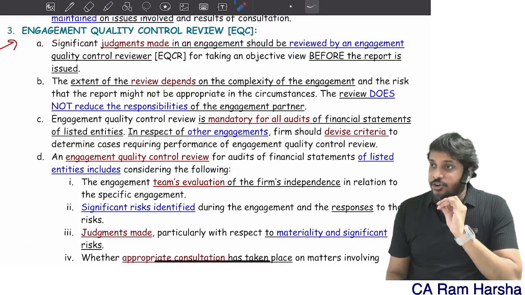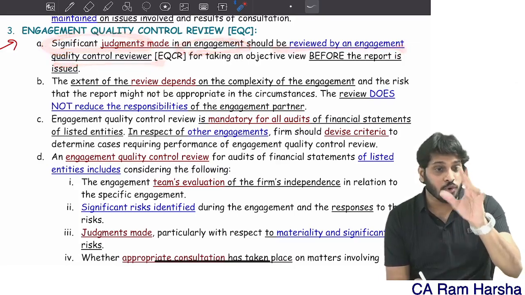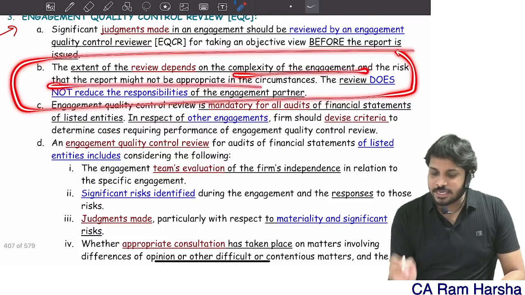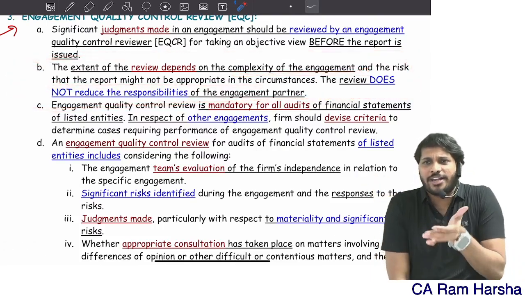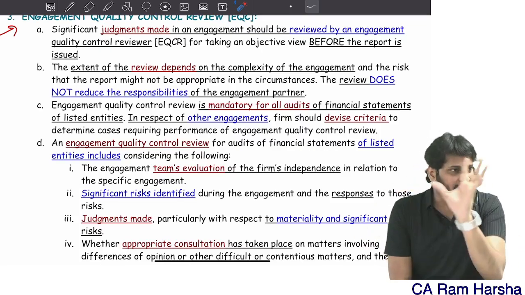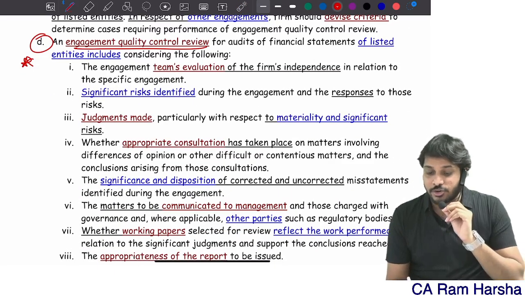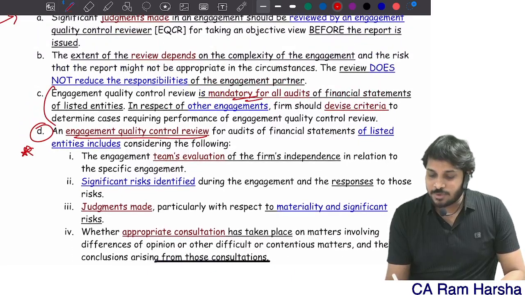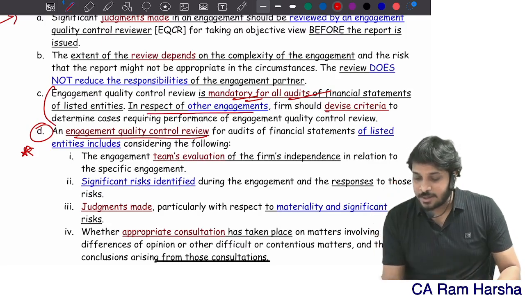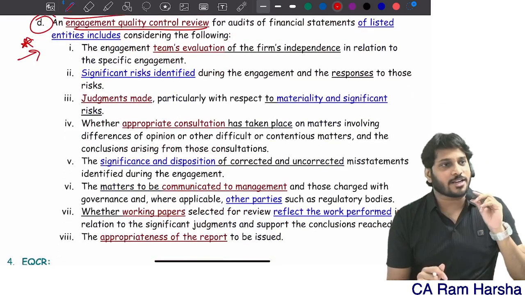What is engagement quality control review? Very simple. Significant judgments made in the engagement should be reviewed by a reviewer before the report is issued. The review depends upon the complexity of the engagement and the risk that might be involved. To what extent the quality control reviewer will review depends upon the risk involved and the circumstances of the engagement. Most importantly, the third point says engagement quality control review is mandatory for all audits of listed entities, whereas in respect of other engagements, the firm should develop the criteria. For listed entities, it is compulsory, right?